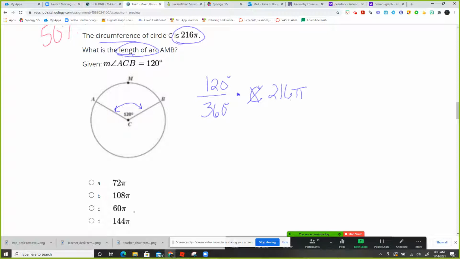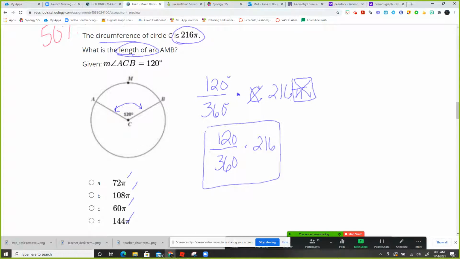All of my answer choices have pi in them. So when I put this in the calculator, I don't put the pi. I'm just going to put in 120 divided by 360 times 216. Put that in your calculator and you should have the answer. If there's pi in your answer choice, you do not need to put it in the calculator.